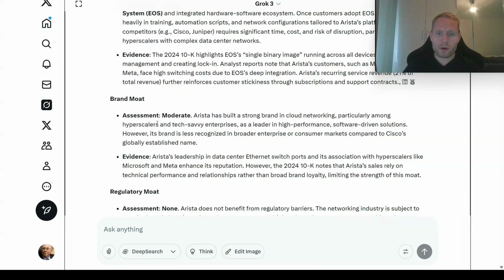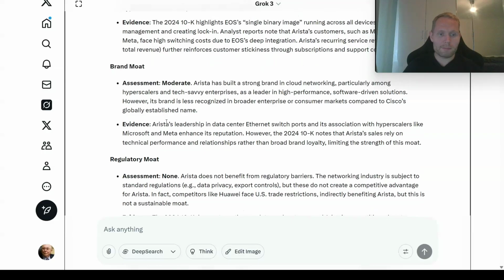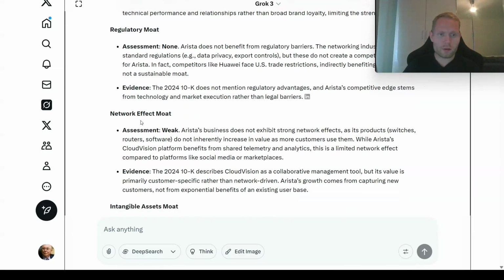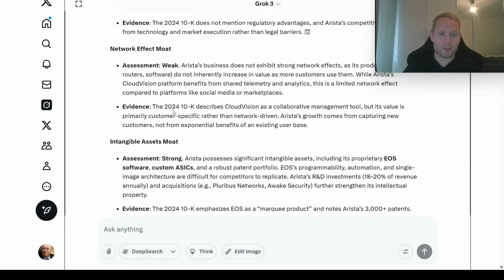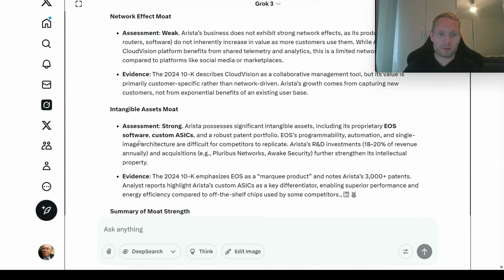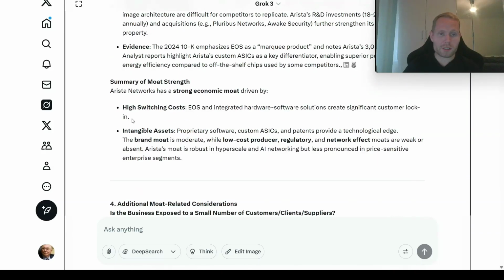Their brand moat is moderate. Yeah, I could probably agree with that one. It's kind of hard to have a strong brand moat when you're B2B. Regulatory moat is none. Network effect moat is weak. And intangible asset moat, that's strong because they have their EOS, custom ASIC, and robust patent portfolio. So if Grok summarizes for us the moat strength, they have high switching costs and intangible assets, which I think is a pretty fair assessment. So Grok is probably right on that one.